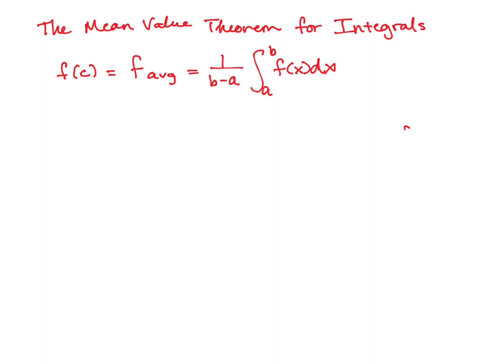If it's an average, then it's just a line. There is some place where f of c times b minus a is equal to the area under the curve.